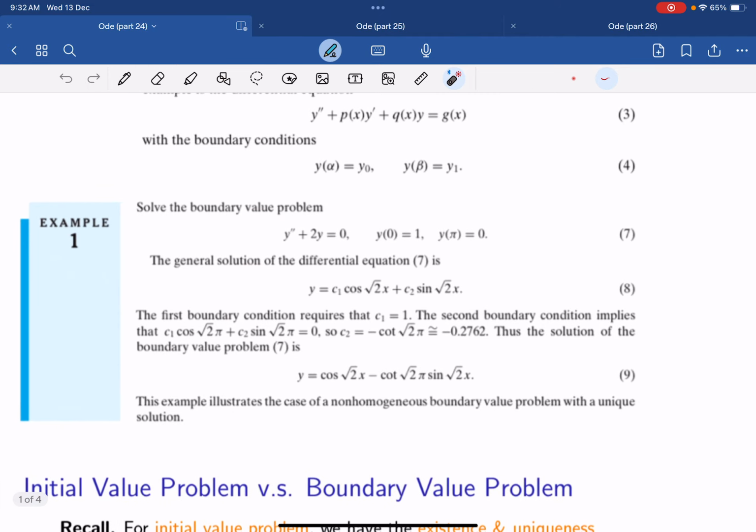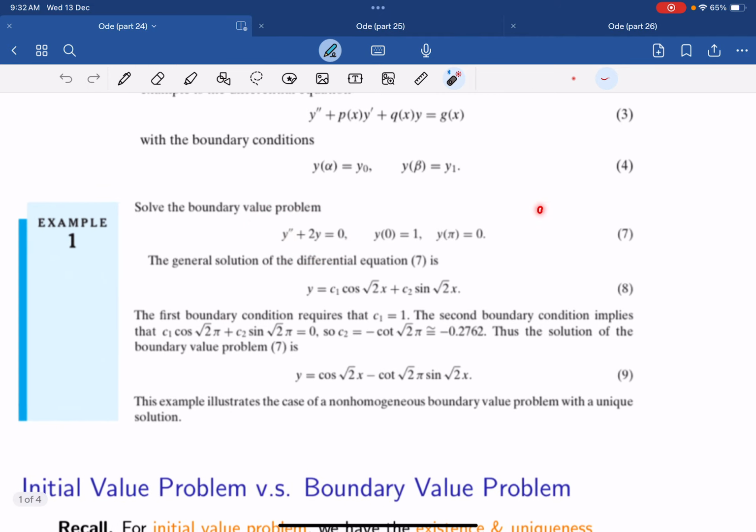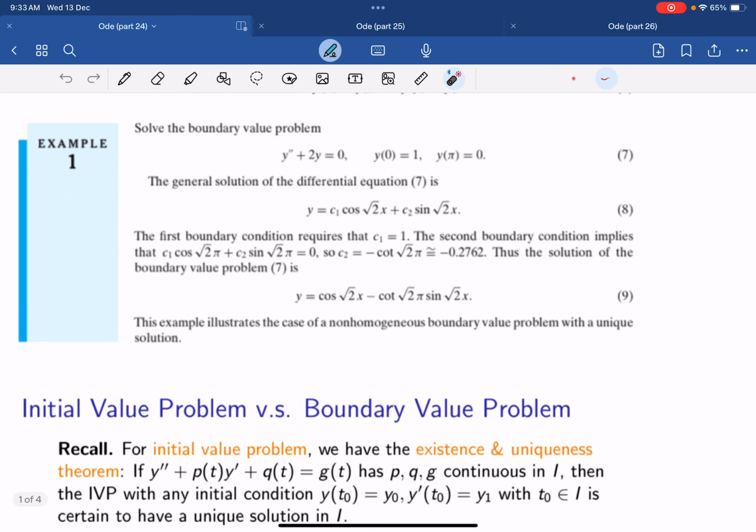So an example is like the following, where we are given y'' + 2y = 0, with y(0) = 1 and y(pi) = 0. We can solve for the general solution for this. You'll get this. Then we just sub in 0 to get one equation, and we sub in pi to get another equation and solve for C1 and C2 respectively. Then we say that this is the solution to the boundary value problem.